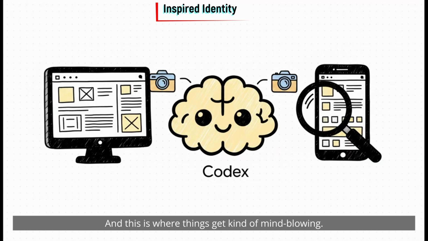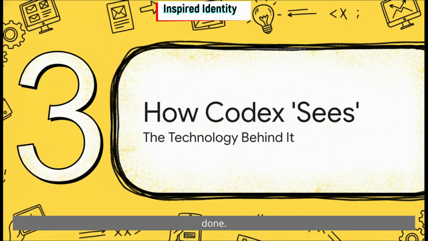And this is where things get kind of mind-blowing. Codex didn't just spit out the code and hope for the best. No, it actually checked its own work. It took screenshots of the app to see for itself if the layout looked right on both a big desktop screen and a small mobile screen. It was visually confirming its work before saying it was done. So, the big question is, how is this even possible? How can an AI see its own code and check it visually, just like a human developer would?